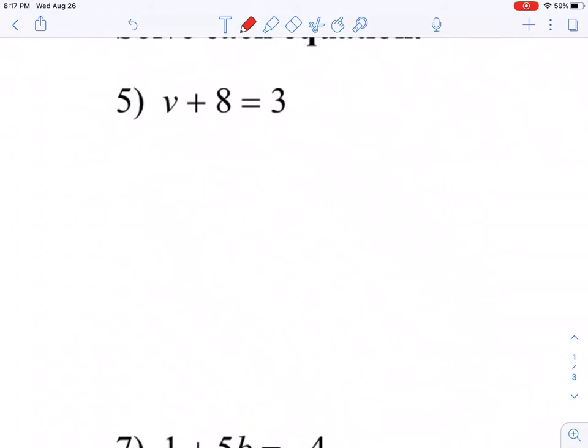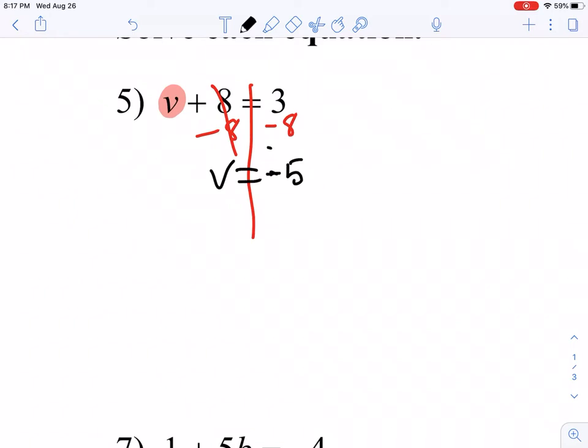Okay, we're going to solve each equation. I need to get v by itself, our variable, which means I need to move this +8. We get rid of an 8 that is adding by subtracting. We do the opposite. V equals, we have a +3 and -8. Our signs are different, so we will subtract. 8 minus 3 makes 5, and we keep the sign of the larger number, -5.